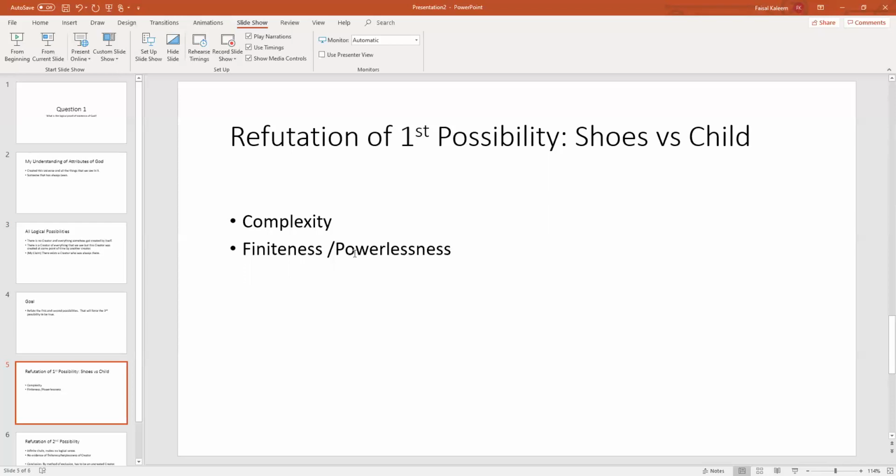And so usually it's these two points, in one form or the other, that we were thinking about when we reached the conclusion that the pair of shoes had to be made by someone. Now, let's compare that to a child. We will agree that a child is much more complex than shoes, and the child also has a finiteness about him or her.